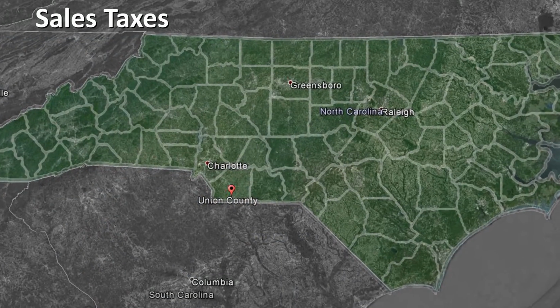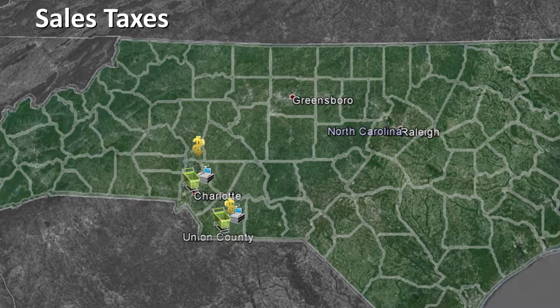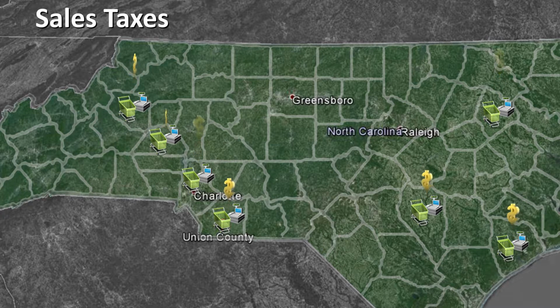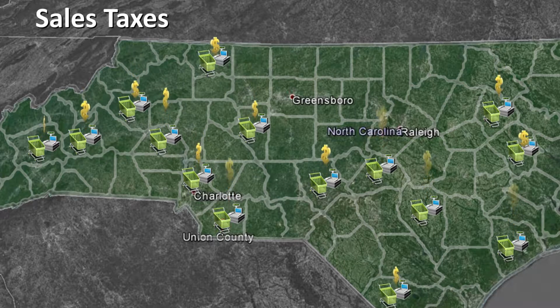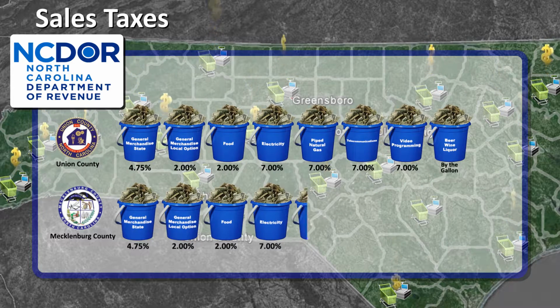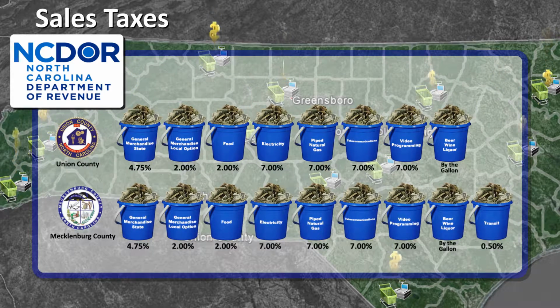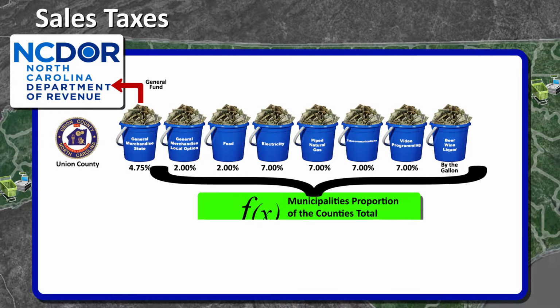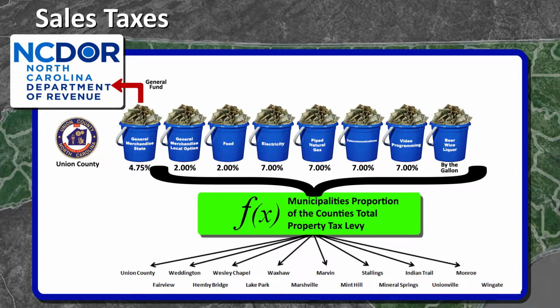As sales transactions occur across the state, merchants are responsible for collecting, reporting, and paying these taxes to the North Carolina Department of Revenue. The Department of Revenue aggregates the funds into various buckets by county and municipality. Then, using a series of algorithms, now get this, based on your municipality's proportion of your county's total property tax levy, the state disperses these funds back to the various counties and municipalities. So think about that. All of the retail, food, utility, and other sales taxes generated across Union County create a sales tax disbursement to Weddington based on our percentage of property taxes.